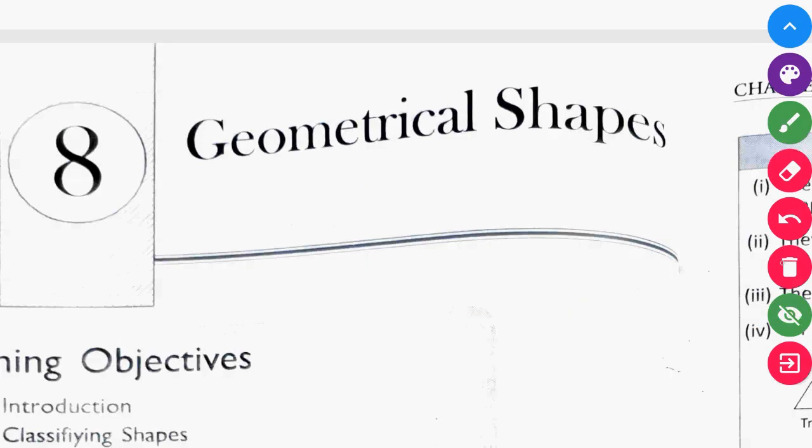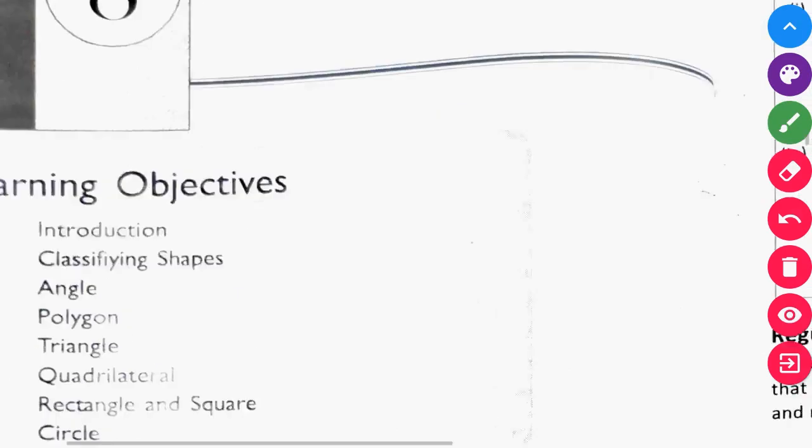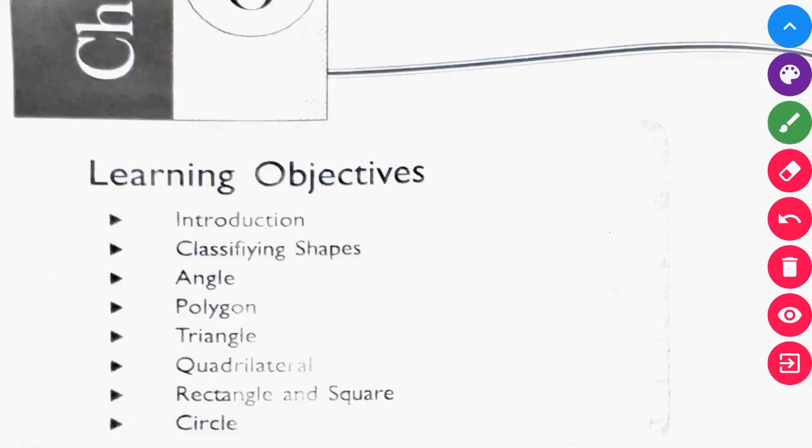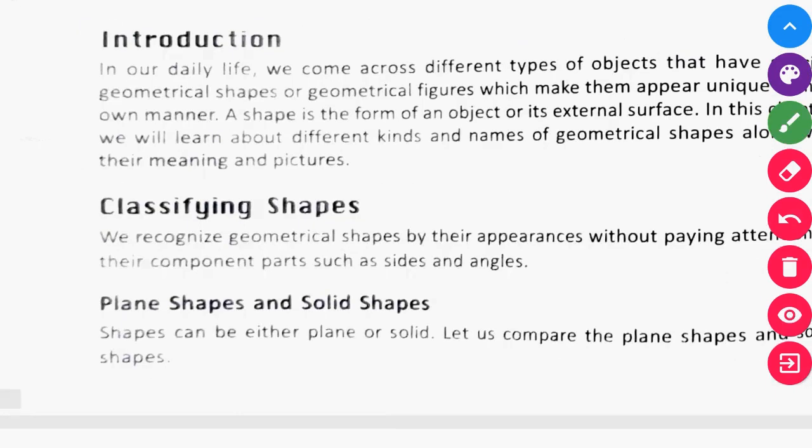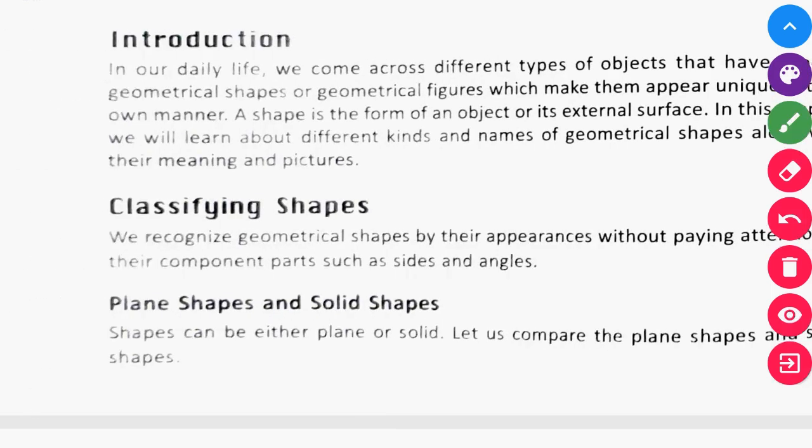So there are many different kinds of shapes, like door and window in our house, that we can correlate with that particular shape. So here is the list of shapes: angle, polygon, triangle, quadrilateral, rectangle, square, circle, and the same thing they had mentioned here, that we can correlate these shapes with the daily things which we see in our life. Now how do we classify these shapes?